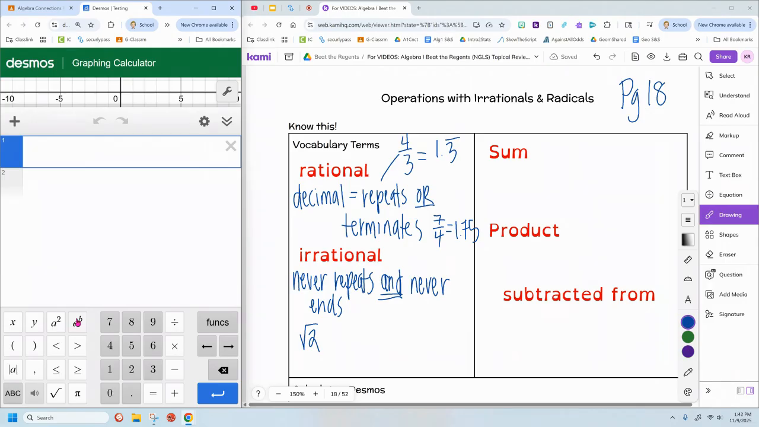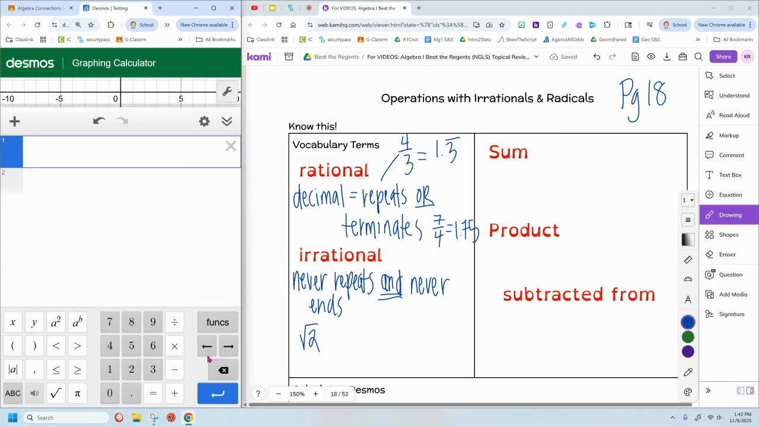Okay, so here we go. With Desmos, if I do square root of 2, you'll see all those decimal places. There's no place to put a repeating bar. It shows the last number, this 7. That's as many place values as they're showing us.